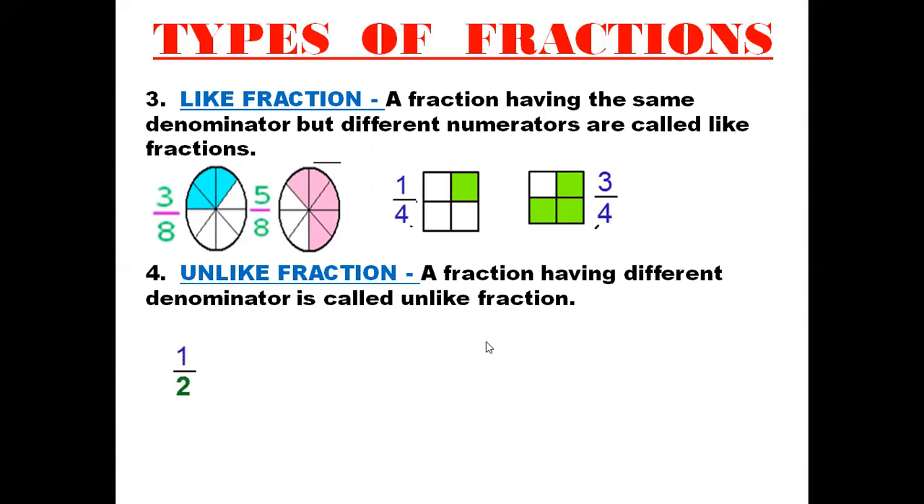Unlike fraction, a fraction having different denominator is called unlike fraction. So in this circle, the numerator and denominator both are different. Even the denominator is different. Here in like fraction, it was same denominator. But in an unlike fraction, the denominator is different. See, here it is 2 and here it is 4. So it is an unlike fraction.